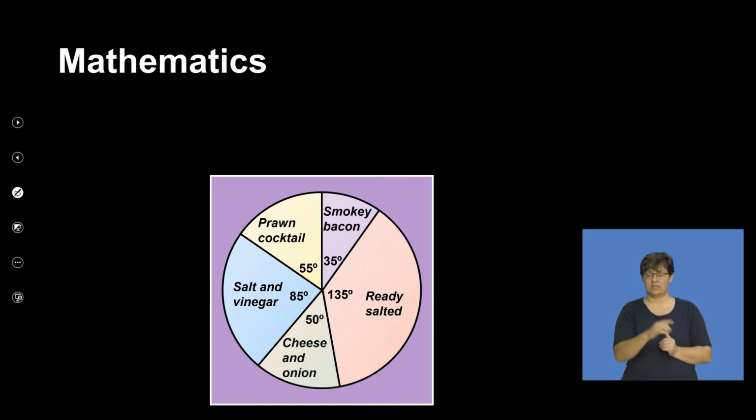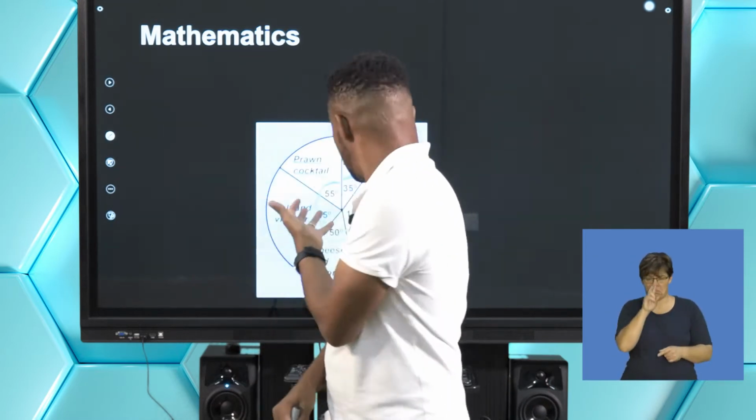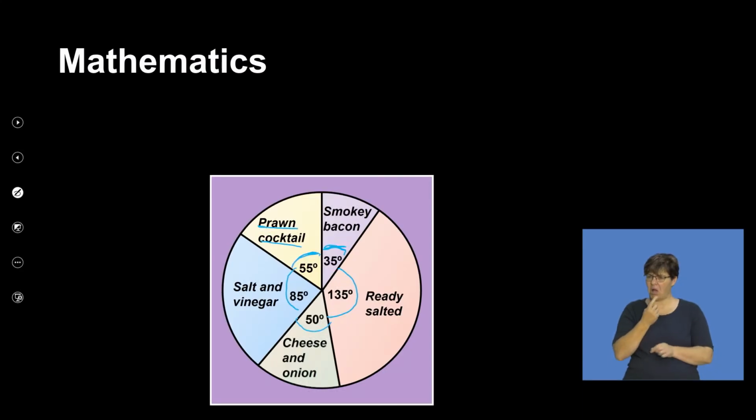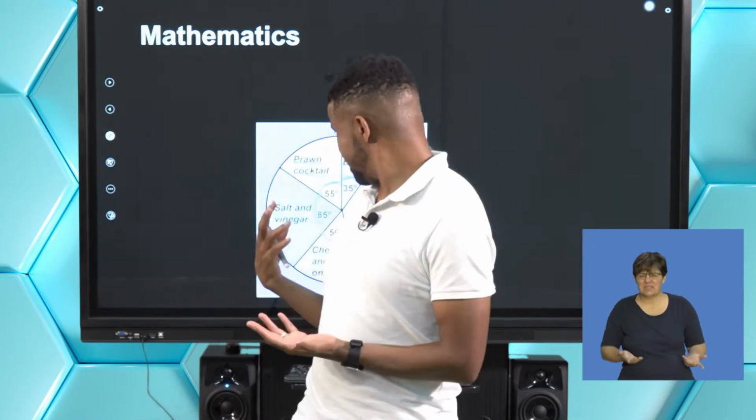We have prawn cocktail at an angle of 55 degrees, and bacon, which is 35 degrees, ready salted at 135 degrees, cheese and onion at 50 degrees, and salt and vinegar, which is 85 degrees. Does it mean anything? It's just a pie chart. What can I conclude there? By looking, I can see that ready salted has a bigger area. But what does it mean? I can see that bacon, with 35 degrees, is the smaller area. But what can I do with this?